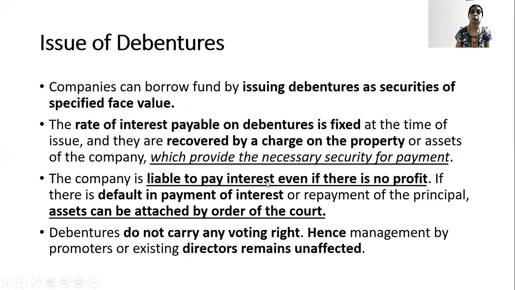Then the company is liable to pay the interest even if they are making no profit, meaning they are facing losses, but still the company has to pay the fixed rate on the debenture, whatever fixed rate was decided at the time of issue. If there is a default in payment of interest or repayment of the principal, the asset can be attached by the order of a court of law. It means as per the order of a court, they can claim the asset of the organization which was already mentioned at the time of issue.